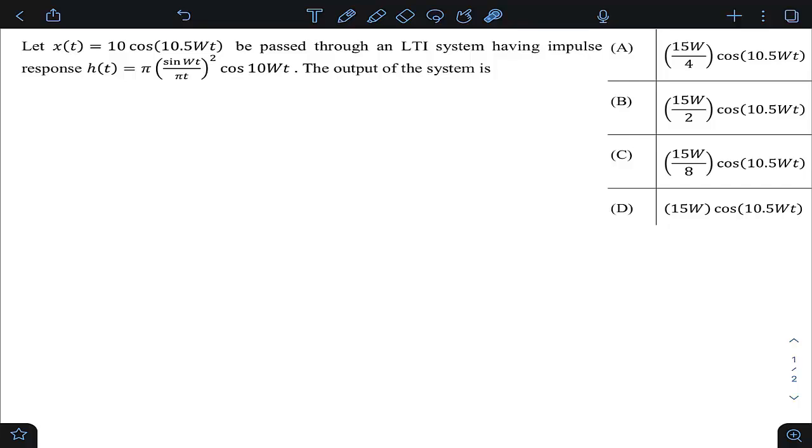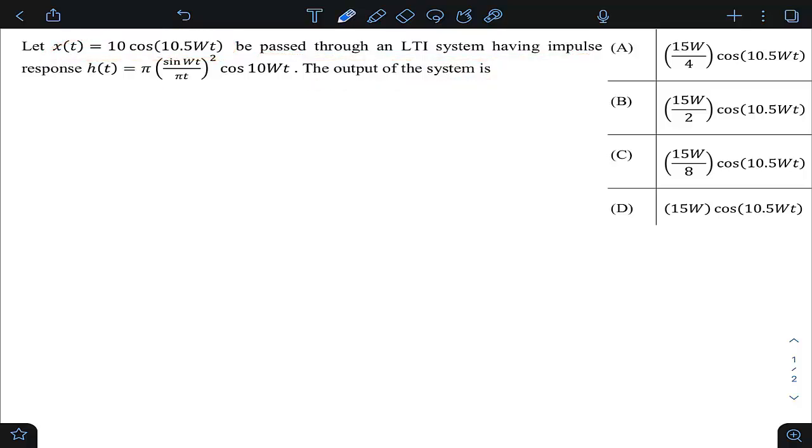This question was asked in GATE 23 of electronics. This is from the signals and systems subject, and this is based on the application of CTFT. The question is, let x of t equals 10 cos 10.5 wt be passed through an LTI system having impulse response h of t. The output of the system is.